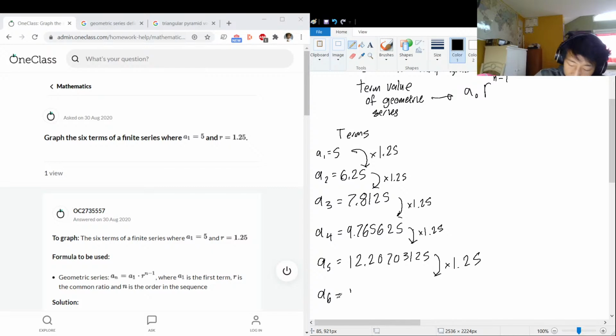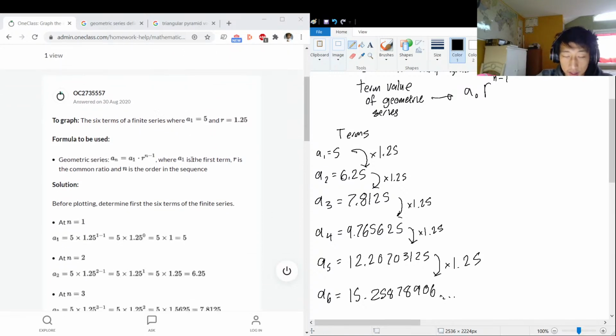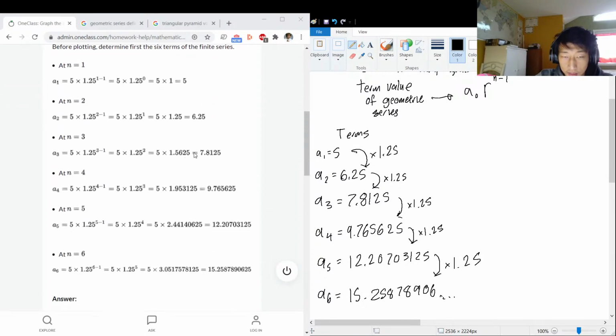We get 15.25878906, on and on and on. As our decimals get longer and longer, the less relevant they are. Typically you only need 3 or 4 at the beginning, and the rest should be good. But these are our first 6 terms. And they appear... Oh, 625. I guess there's only two more digits. My calculator just was not showing them.